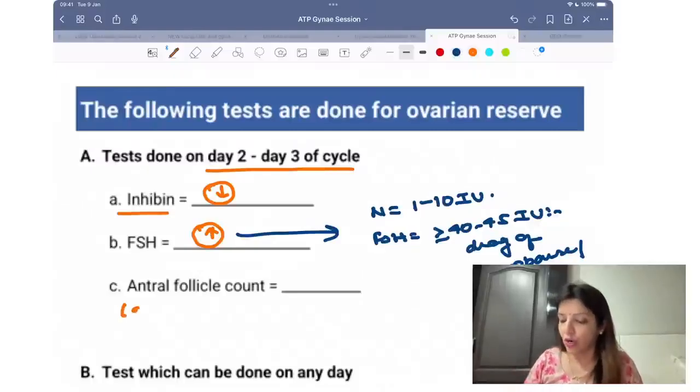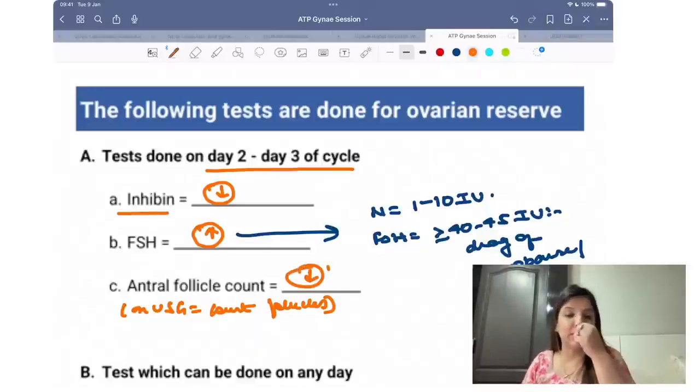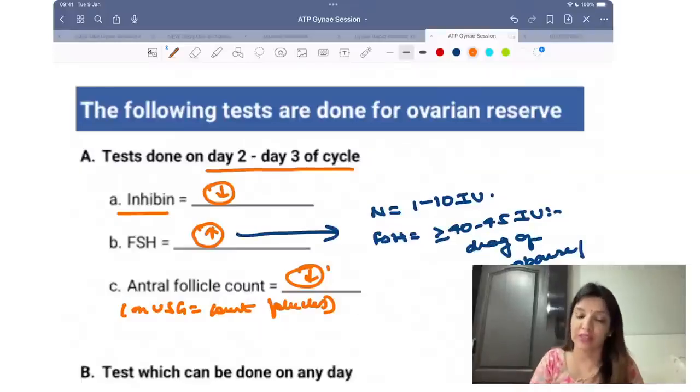So this is on ultrasound, you have to count the number of follicles. On counting the number of follicles, they would be decreased. So these are the tests for ovarian reserve. Number 1, inhibin levels. Number 2, FSH levels. Number 3, antral follicle count. These are the tests which have to be done on day 2 or day 3 of the cycle.